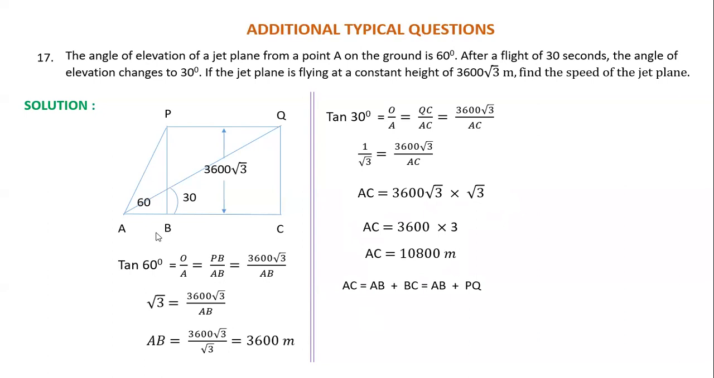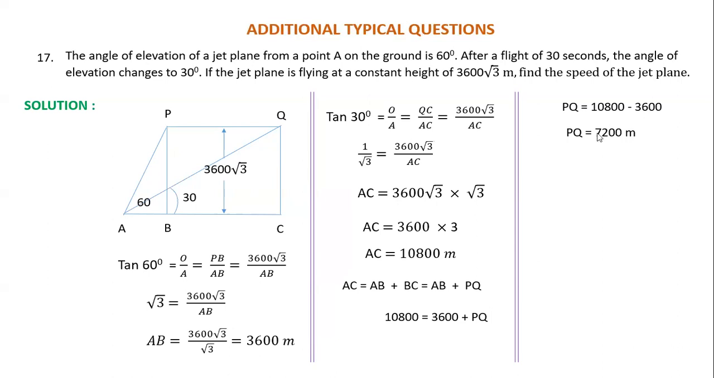Now, AC is equal to AB plus BC. That means it is AB plus PQ because PC and PQ are the same. So 10,800 is equal to 3,600 plus PQ. AB you have calculated as 3,600. Let us take this side and subtract. It becomes PQ is equal to 10,800 minus 3,600.